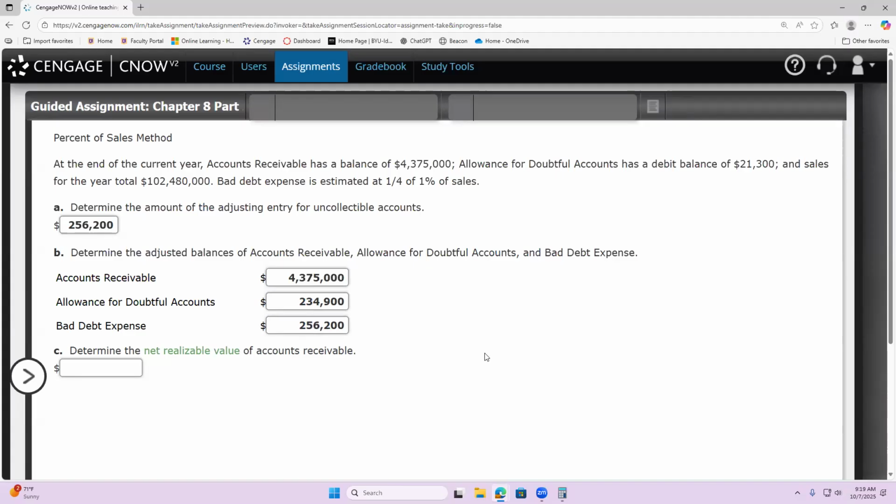And then question C is determine the net realizable value of accounts receivable. Net realizable value just means of all the money owed to you on this accounts receivable, how much of it do you expect to be able to collect? So all we would do is take our accounts receivable, 4,375,000, and we would subtract the allowance, the balance of the allowance for doubtful accounts.